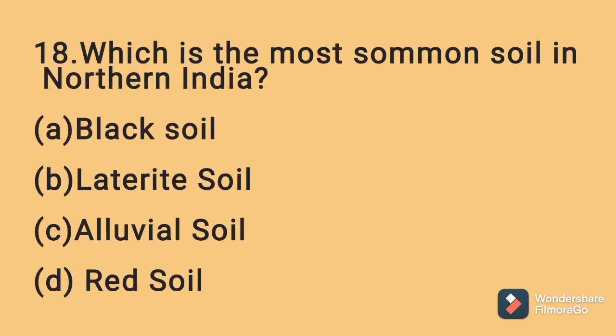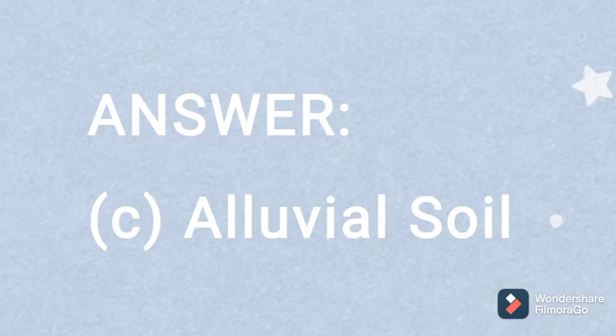18th question. Which is the most common soil of northern India? Option A black soil, option B laterite soil, option C alluvial soil, option D red soil. And the answer is option C alluvial soil.